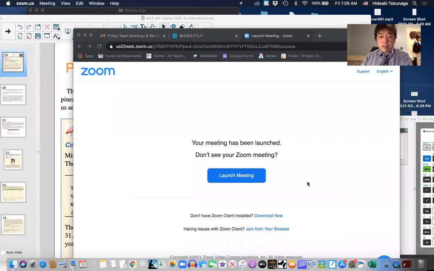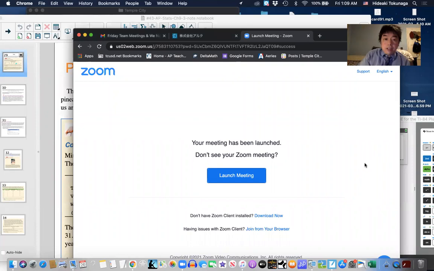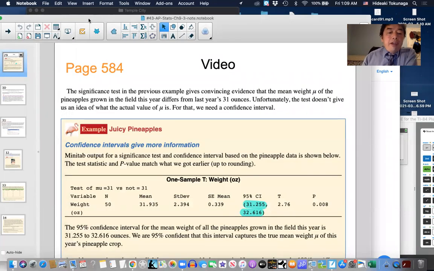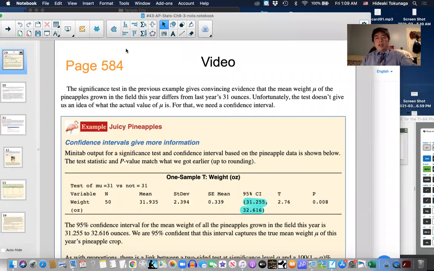All right, this is part two of the AP Stats asynchronous work. Let me share the screen first. The first part is something some of you did in the classroom. If you did this part of the activity during class, you can skip it, or if you don't understand, you can stick around.